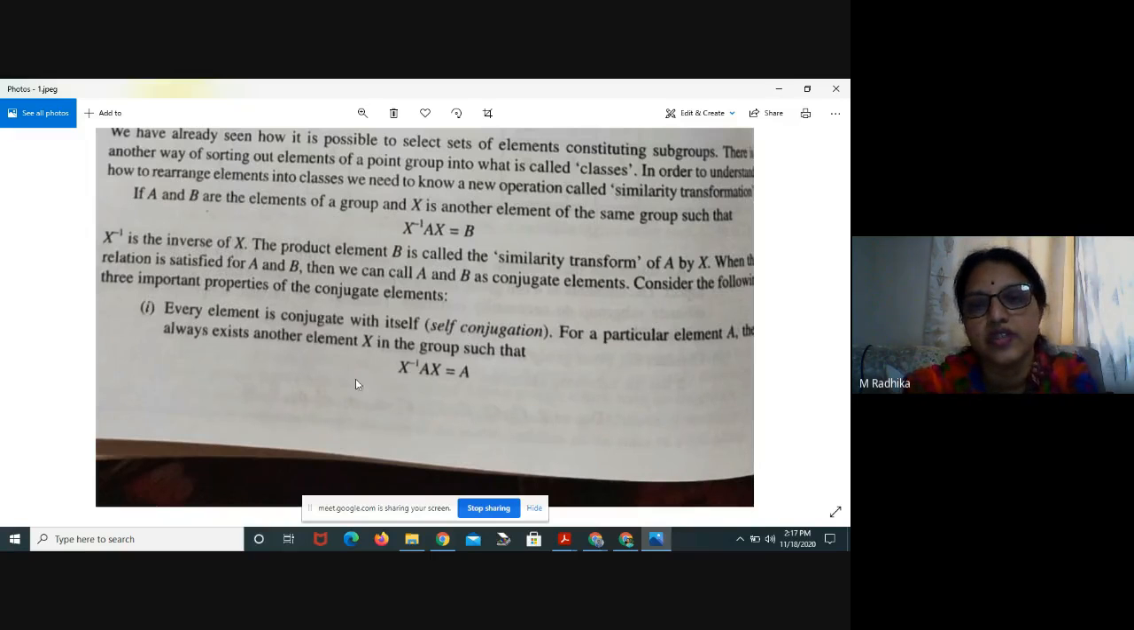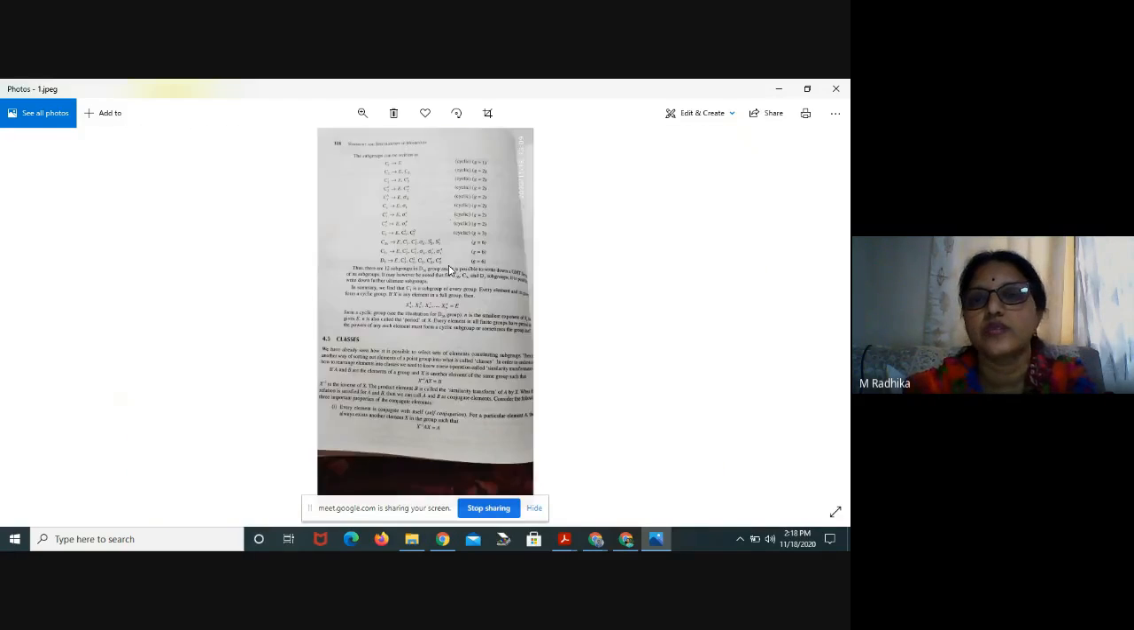The self conjugation means whenever I do the product, if I take a particular element and do the product with the inverse, x and x inverse, I will get the same product. Same thing I'm getting. Then you tell it as self conjugation. If I get a different thing, I will tell A is a conjugate of B. Okay, this is one thing.